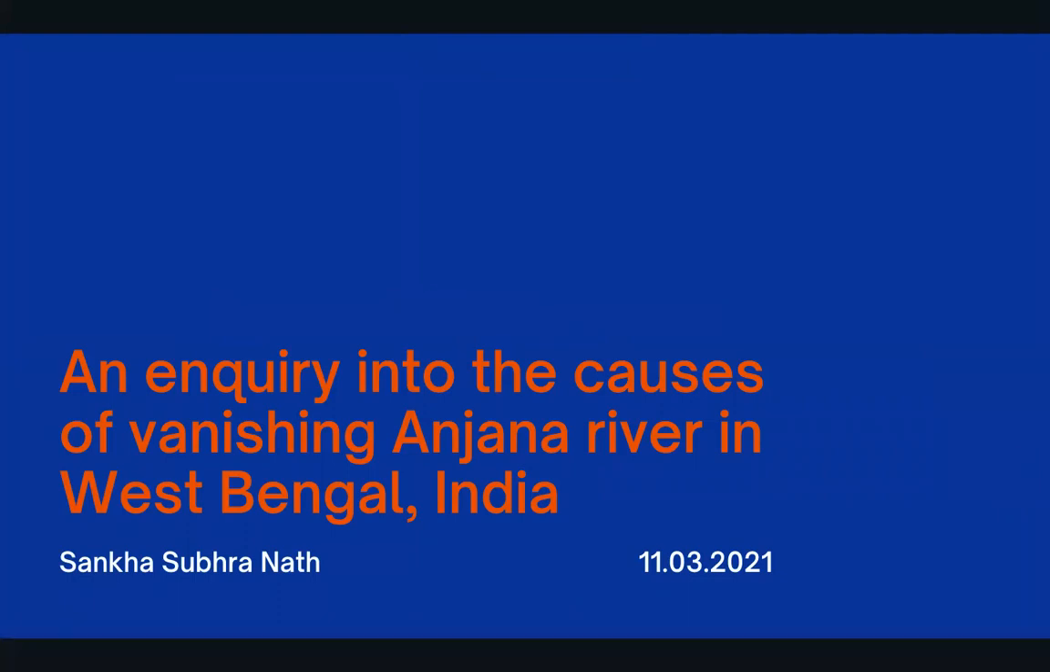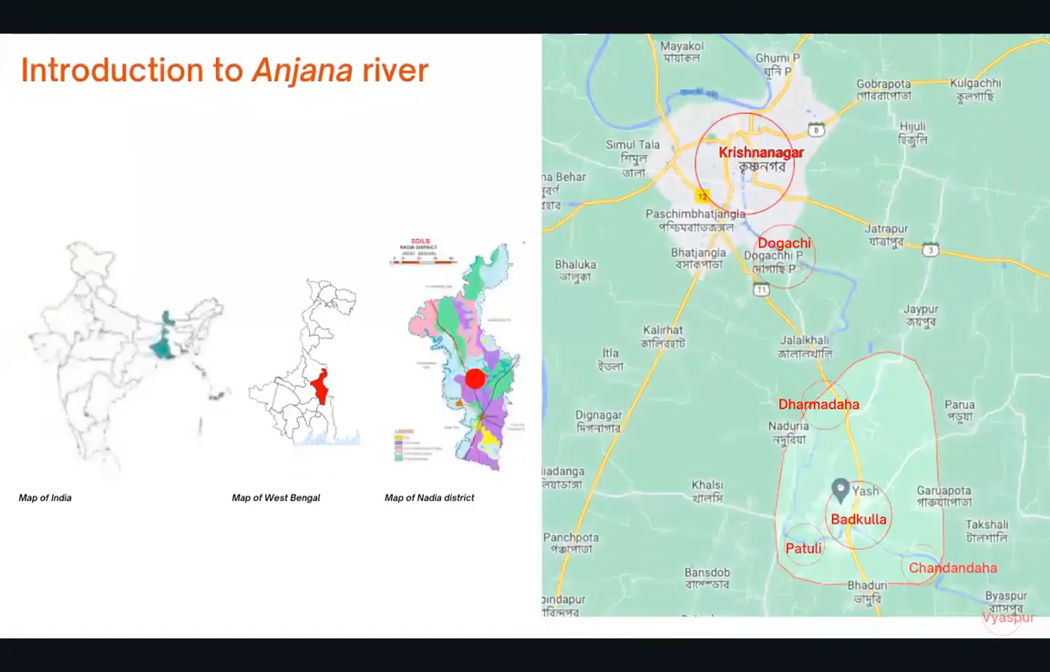So today I'm going to discuss the various causes for why a small river, which is located just outside Calcutta, is vanishing over time. So this is the location, or introduction to the river.